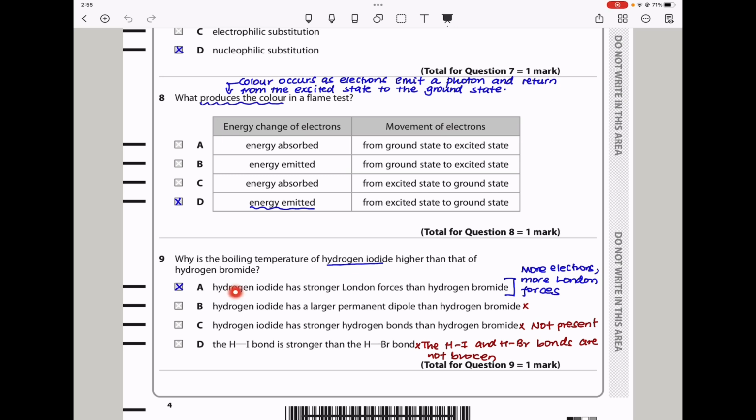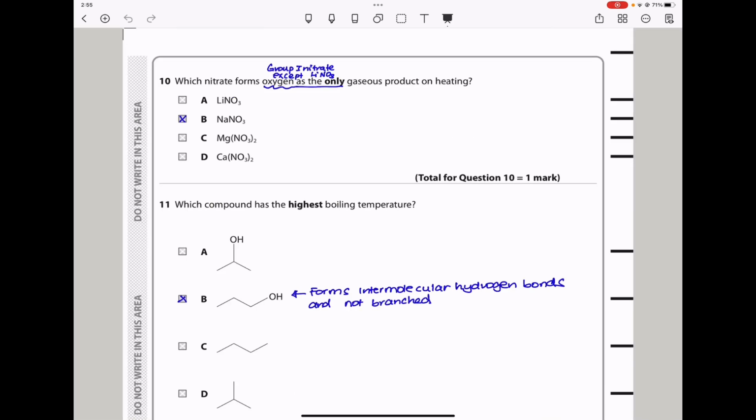So here, hydrogen iodide has stronger London forces than hydrogen bromide, which should be the answer, A. Moving on. Question 10. Which nitrate forms oxygen as the only gaseous product on heating? This should be a group 1 nitrate, that is not lithium nitrate. So this is out. These are group 2 nitrates, they are out. So it's only sodium nitrate, which is going to be B.